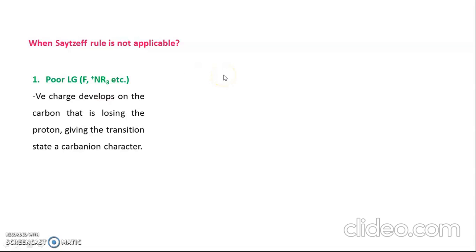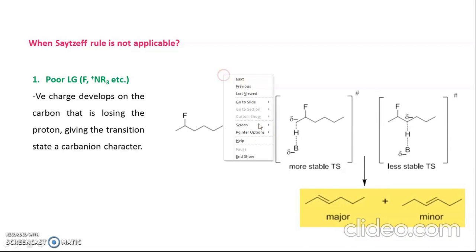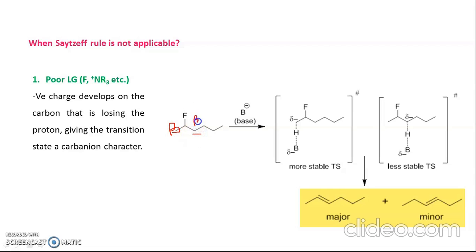The negative charge, it will develop on the carbon that is losing the proton. So there will be some carbanion character felt in the transition state. So here we have taken an example where the leaving group is fluoride. Now this is also beta carbon. At the left hand side you have 3 beta hydrogens. This is also beta carbon. You have 2 beta hydrogens. So the first transition state is the left hand side beta carbon.